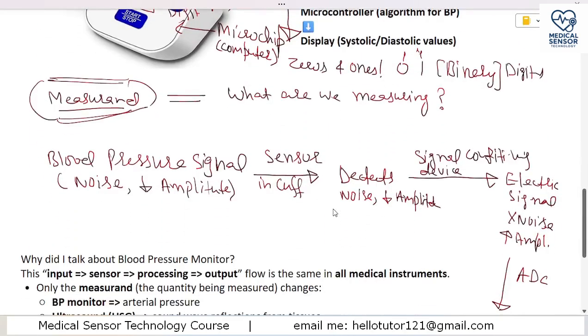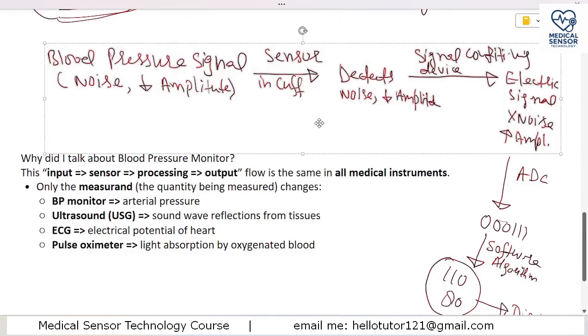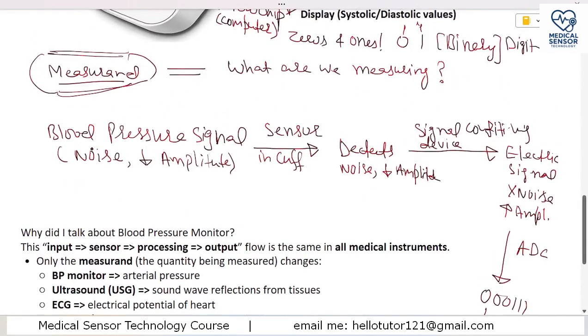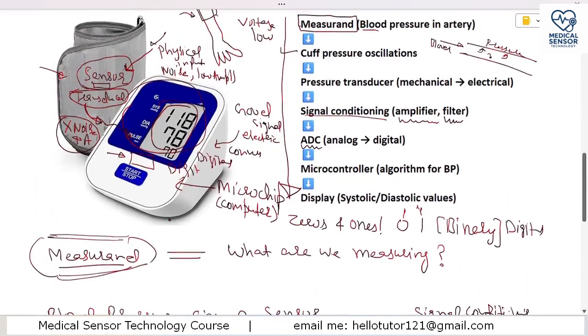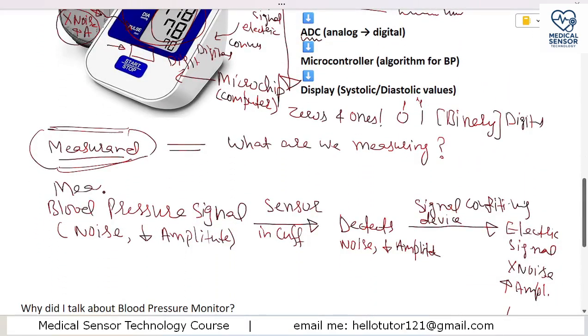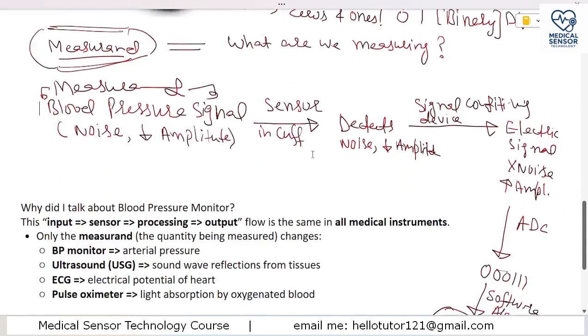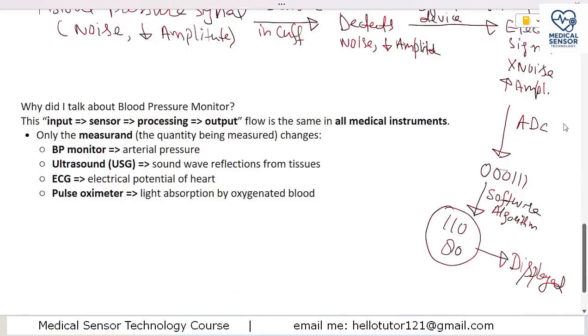Now you see all these steps. Here this blood pressure signal, what was this? It was the measurand. This is the measurand. In another device this measurand will change, but that thing will again go through the sensor, then through the signal conditioning device, then through the ADC, the algorithm and the display.